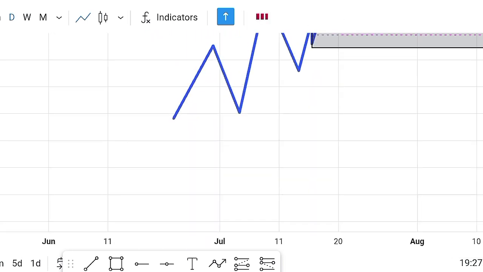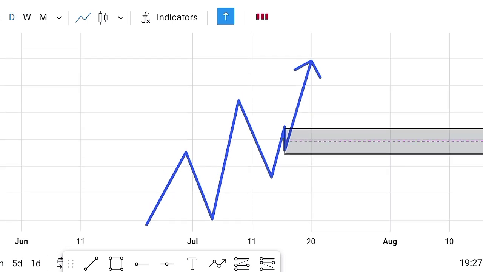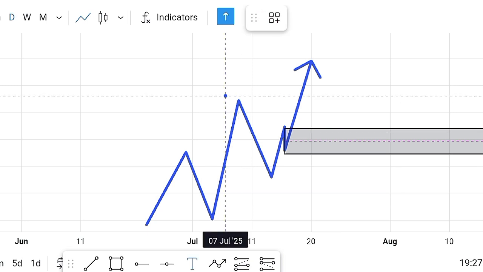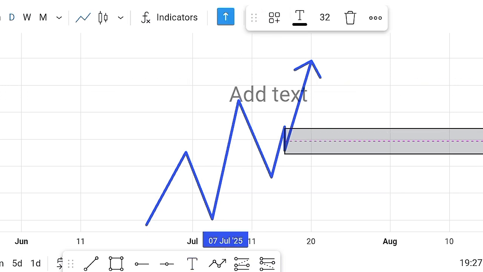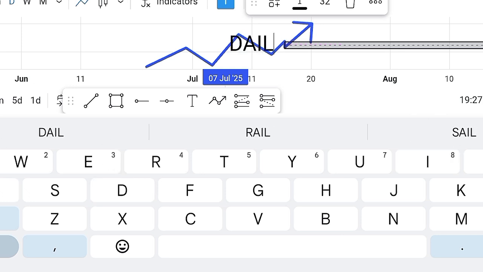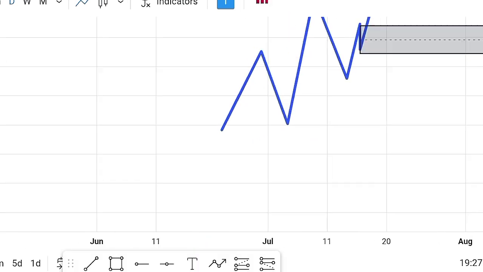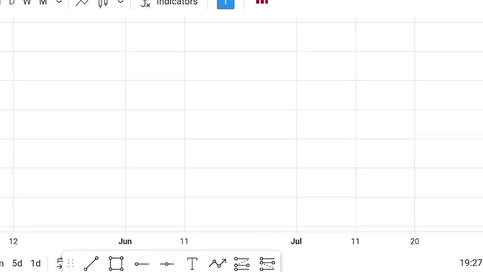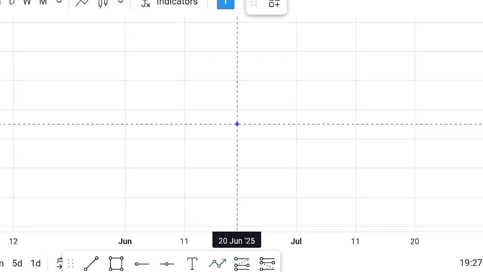Let's say this is the daily time frame. Okay, that's the daily time frame. Then you move down to the 4-hour time frame. So it will look something like this.